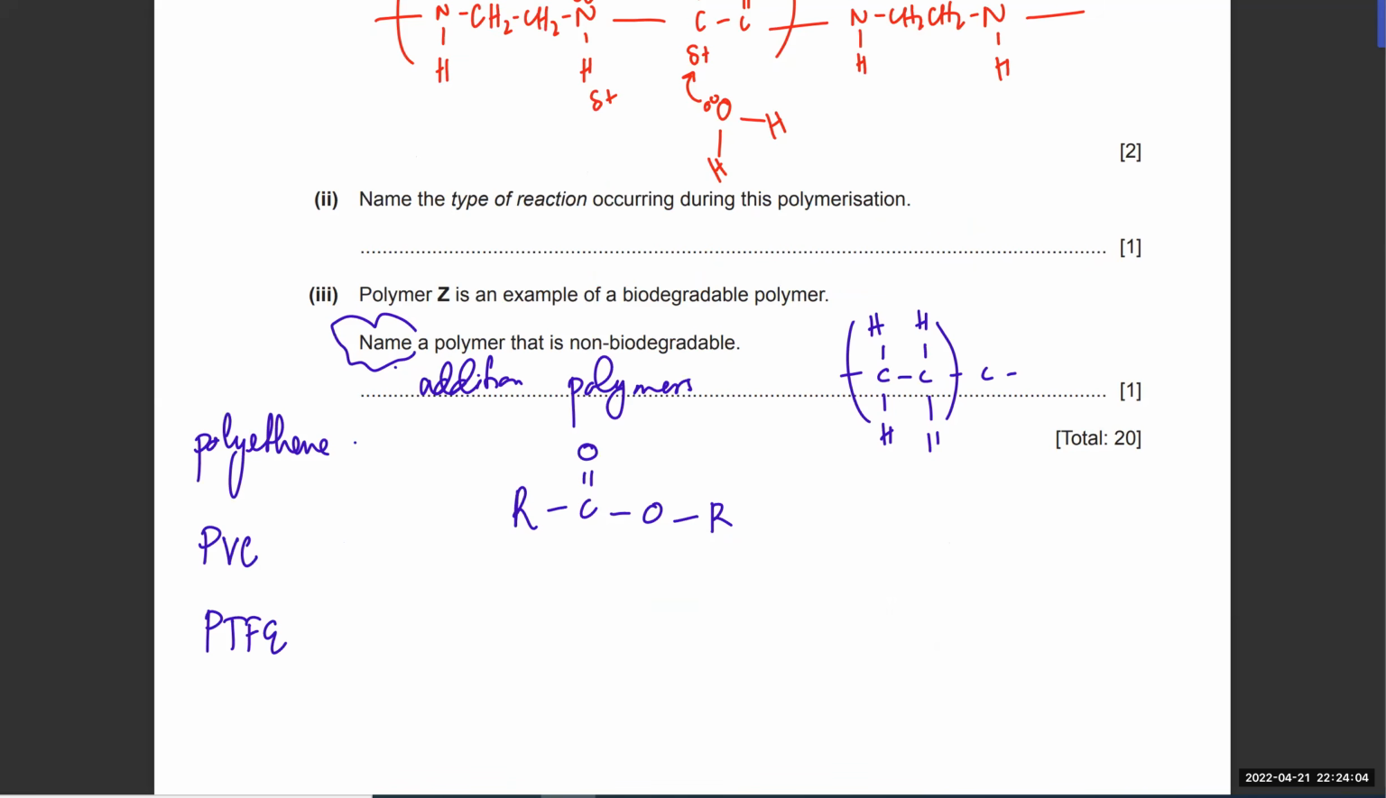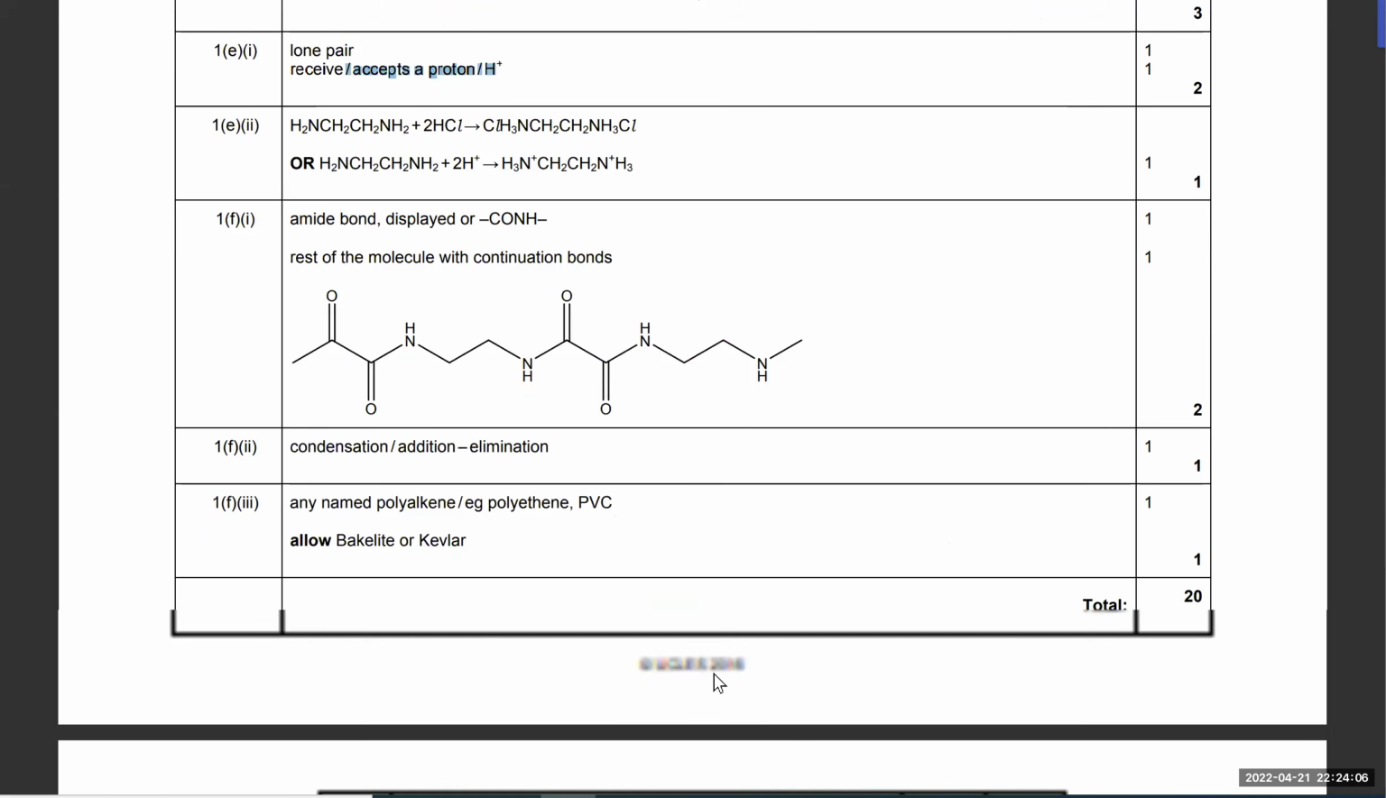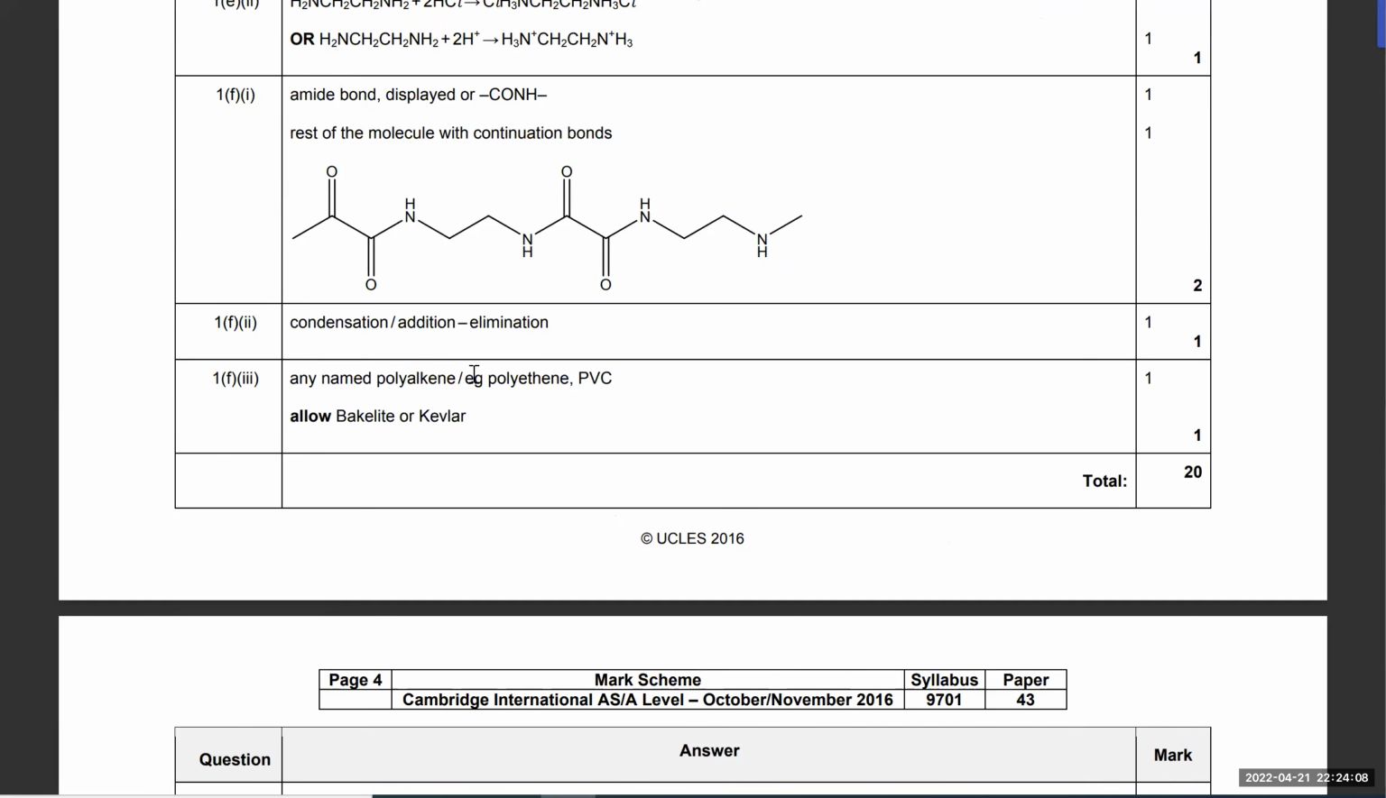Let's check what they mean by named. Okay, they wanted a name. So it's a polyalkene, polyethylene, PVC, etc. Even PTFE would work. PTFE is more non-biodegradable because the C-F bond is really, really strong.